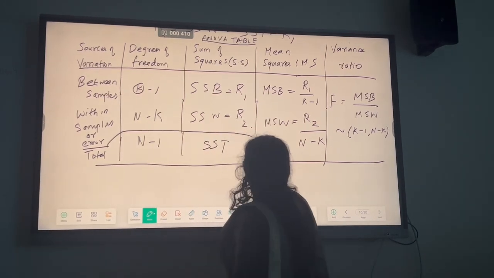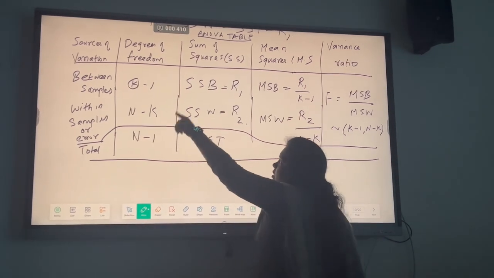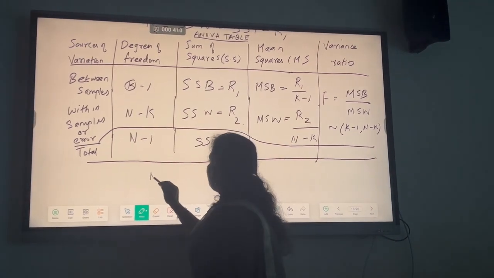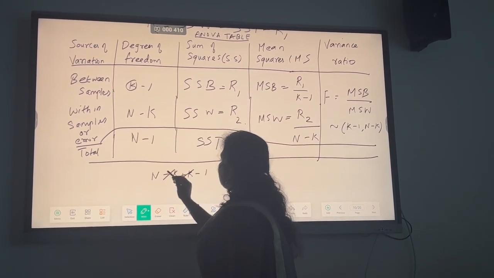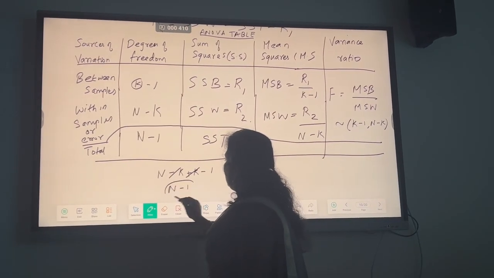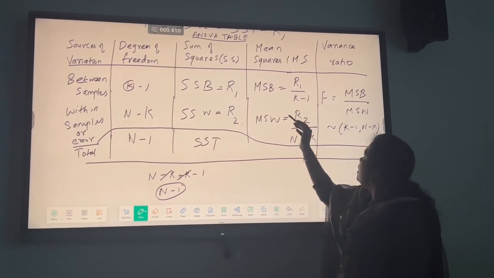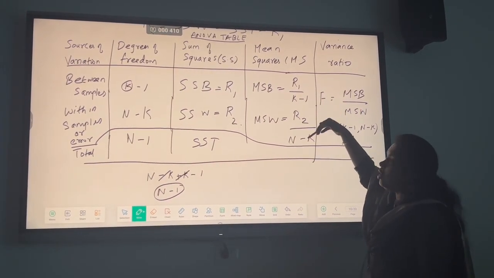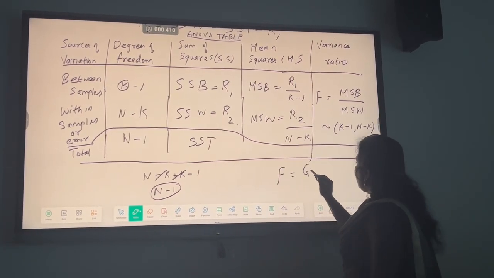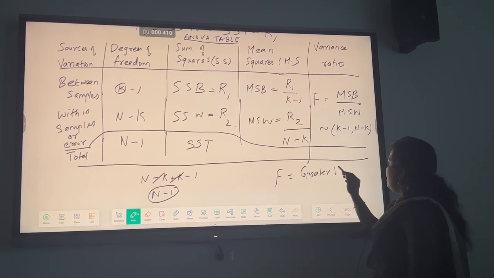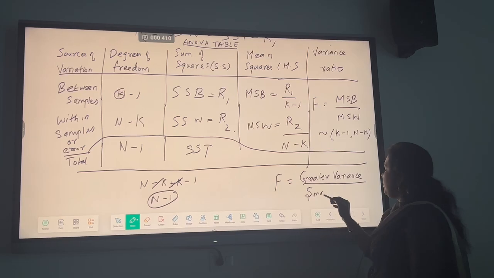Similarly, we can find the total. The total degrees of freedom is denoted by capital N minus 1. If you add these two terms, n minus k plus k minus 1, the k cancels, so you get n minus 1. This is the total given here, and this one is the SST. Here we find the F formula: F is always the greater variance divided by the smaller variance, which is very important.